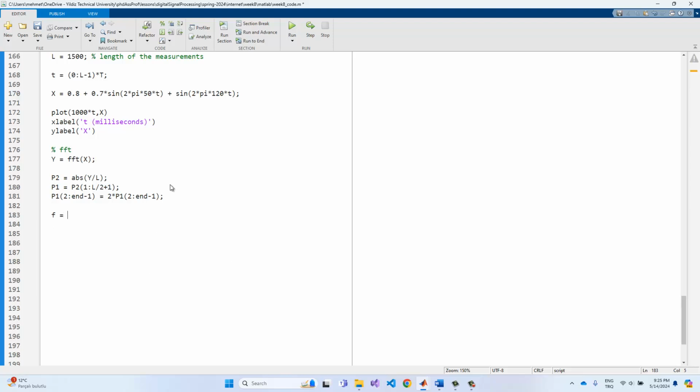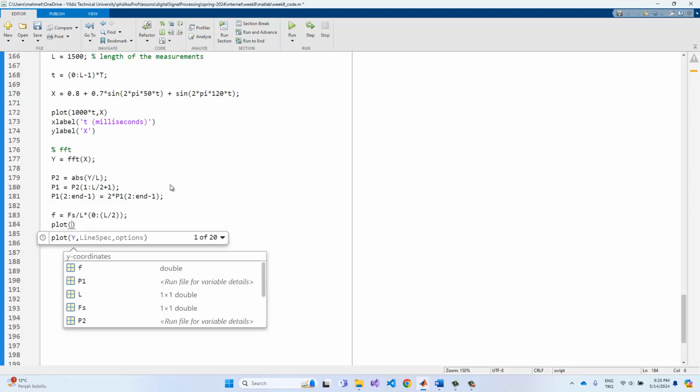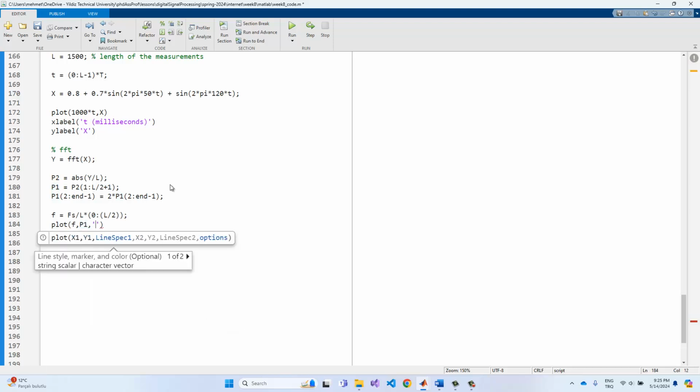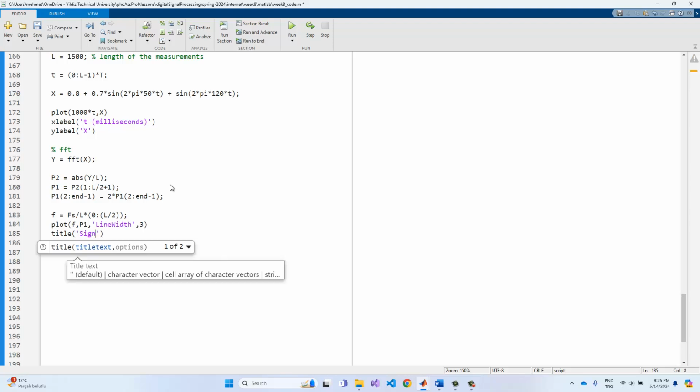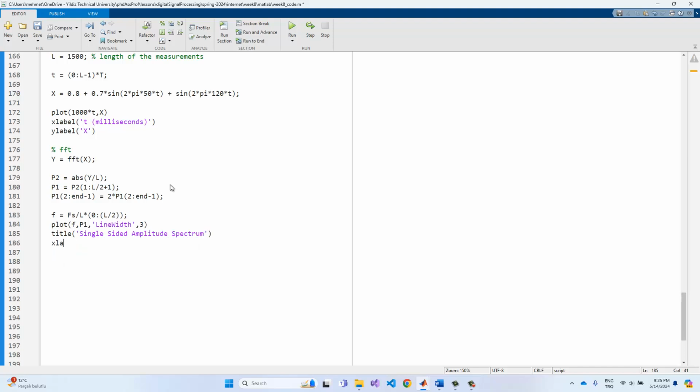And so the f should also be contained with the fs divided by L times 0 up to L divided by 2, okay? And so the plot should be taken as in here, just like this one. The line width should be assigned with a 3, and so the title, this is the single-sided amplitude spectrum, okay? The x label is in terms of f hertz, and y label is the magnitude values, okay?